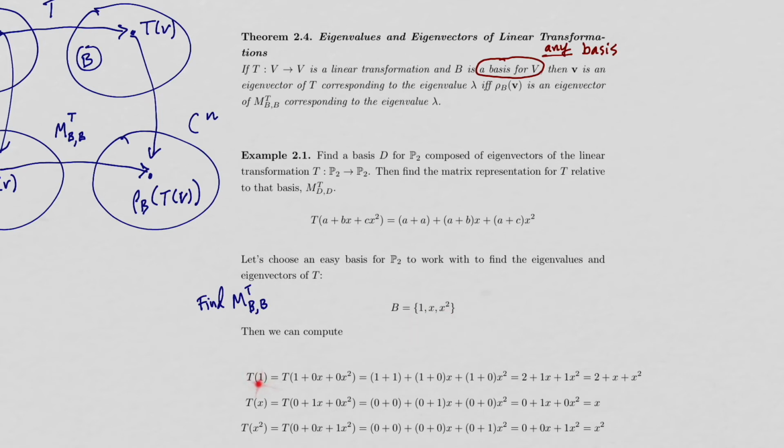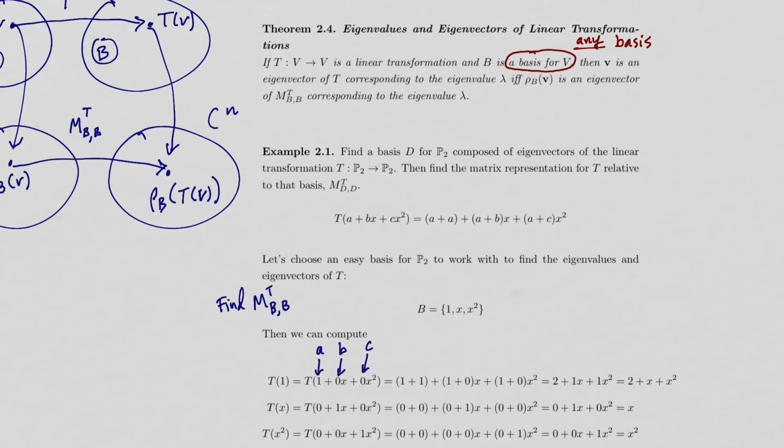So T of 1, well, 1 I could write as 1 plus 0x plus 0x squared. So if I compare that up here, A would be a 1, B is a 0, C is a 0. So I've got 1 plus 1, 1 plus 0, 1 plus 0 here. So I get 2 plus 1x plus 1x squared, or 2 plus x squared. So that's the image of my first basis vector.